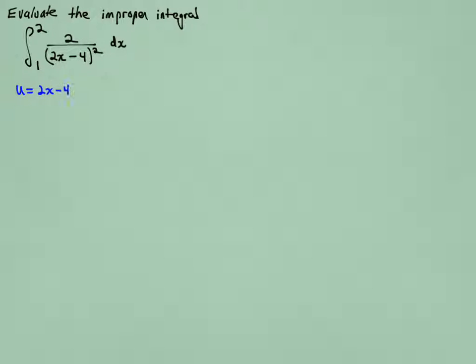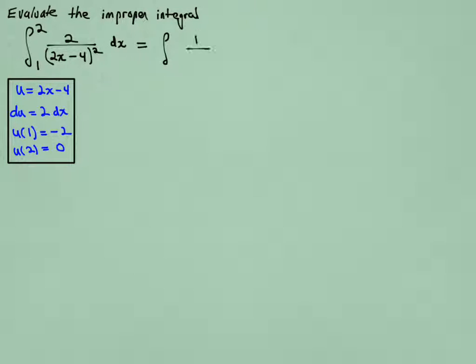Regardless, let's carry out a substitution here to make the expression look simpler. I'll take u to be 2x minus 4, so that du is twice dx. We need to change the limits of integration. When x is equal to 1, u will be equal to minus 2. And when x is equal to 2, u will be 4 minus 4, it will be 0. And that again will be the source of the discontinuity.